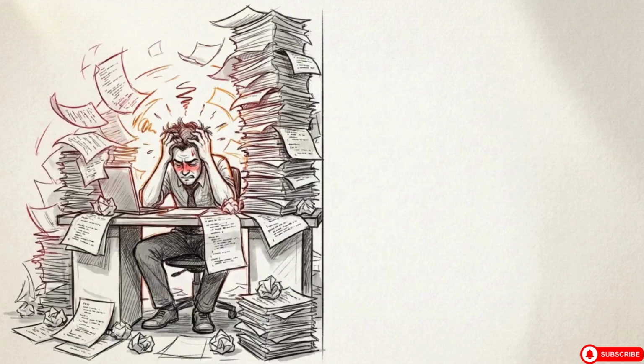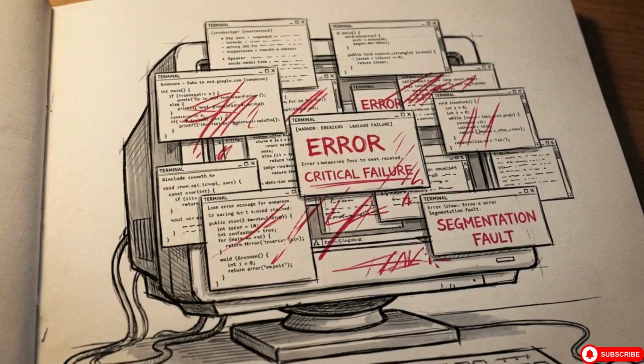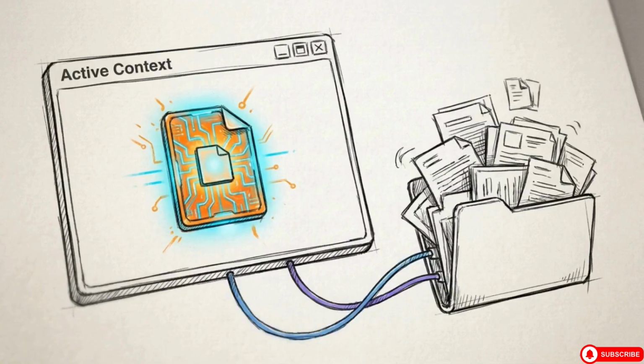The second layer is context engineering. If you provide an AI with an entire repository at once, the context window fills with irrelevant noise. The model loses focus, which often leads to hallucinations and errors. This is known as context rot. Context engineering is the practice of curating exactly what information the model sees for each specific step of the task.